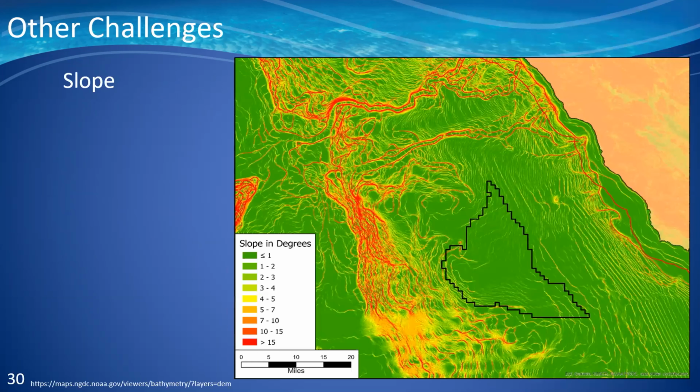Another consideration is slope. How steep is it? You can't put these in places where it's really steep. And this just gives you an idea. As we go a little deeper than the 1,300 meters, not only are we getting deeper, but we're dropping off a very steep slope. So you can't use this, and then you get very deep. So it's an important consideration.